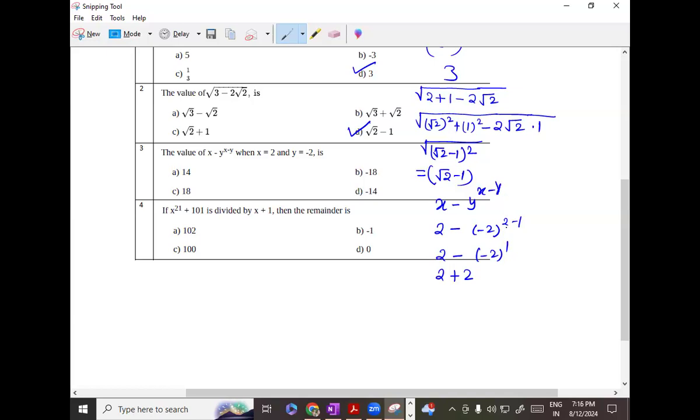x minus y, sorry, x minus y. Sir, it becomes 2 raised to 4 then. Sir, is the answer minus 14? Yes, sir. You have minus 2, then 2 plus 2, 4. And the fourth power of minus 2 is? 16. Okay, 2 minus 16, it is minus 14, right? Yes, sir. Then 4.